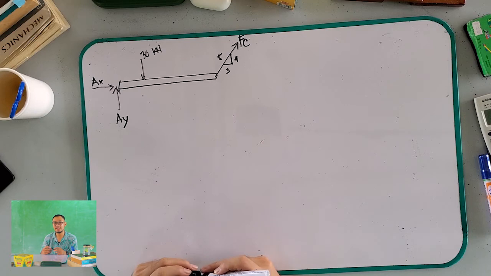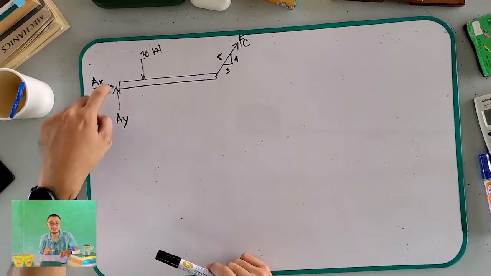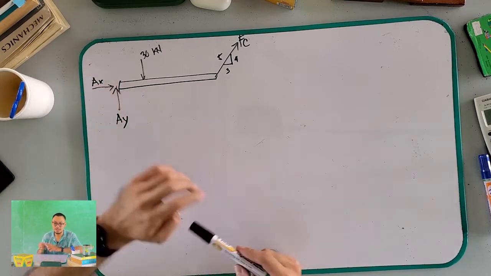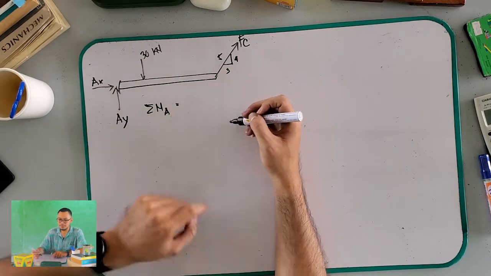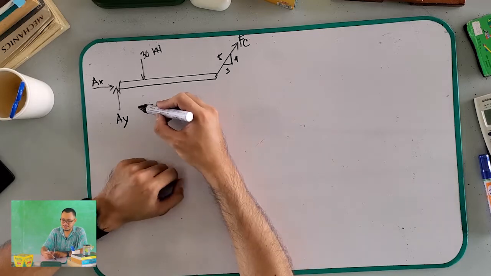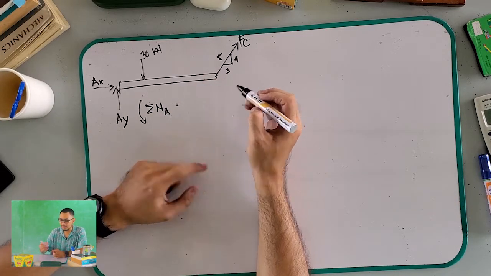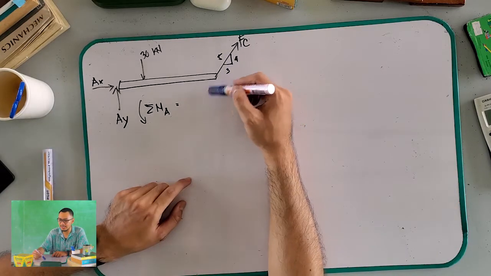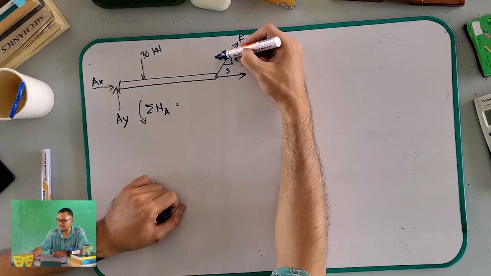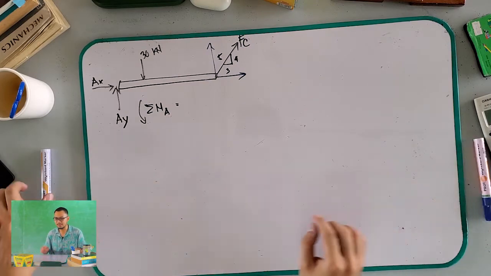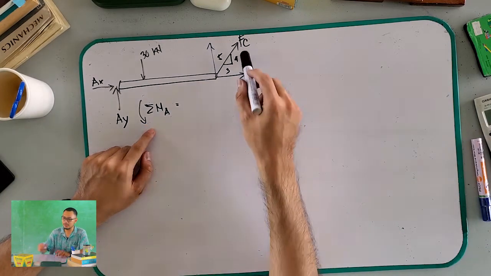Our goal is to be left with one unknown. To be left with one unknown, all we have to do is take moments at point A. So we take the summation of moments at point A, to be left with FC. Our positive direction is going there. It is difficult to find the perpendicular distance, so we find it using components.